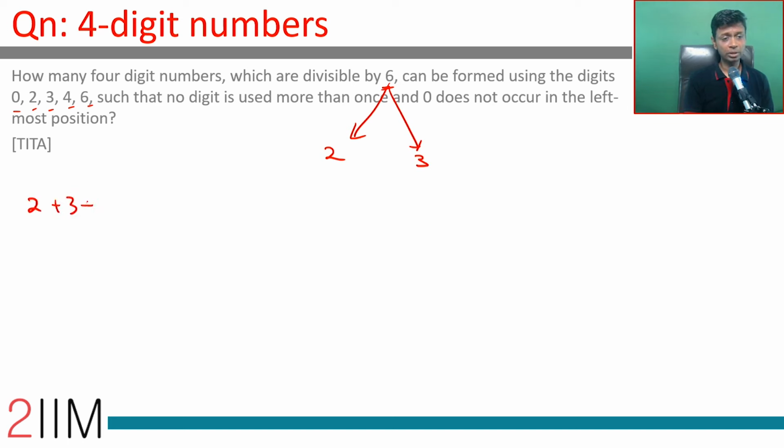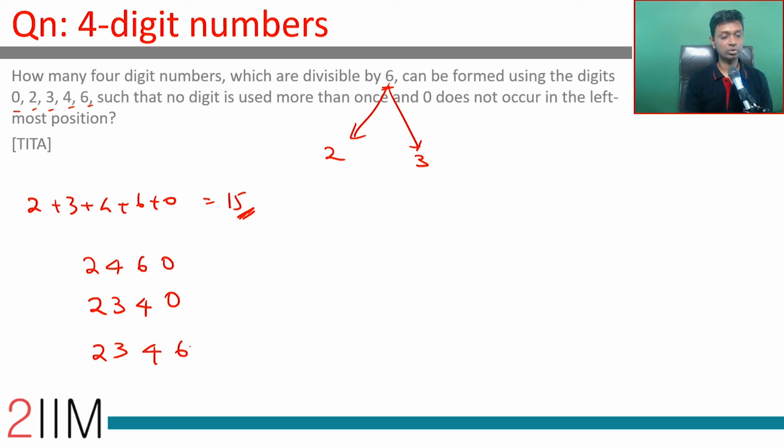Now 2 plus 3 plus 4 plus 6 plus 0. If I added all the digits, 2 plus 3 is 5, 5 plus 4 is 9, 9 plus 6 is 15. This is 15, a multiple of 3. If you take all of these, it will be a multiple of 3. So if we drop something, then that should also be a multiple of 3. Or if you drop a multiple of 3, that will work. So we could have the digits as 2, 4, 6, 0, or 2, 3, 4, 0, or 2, 3, 4, 6.